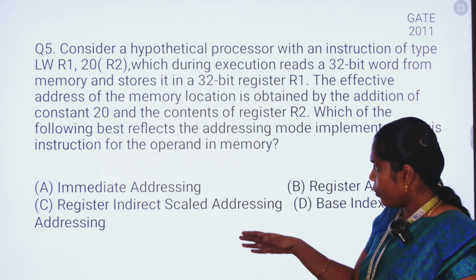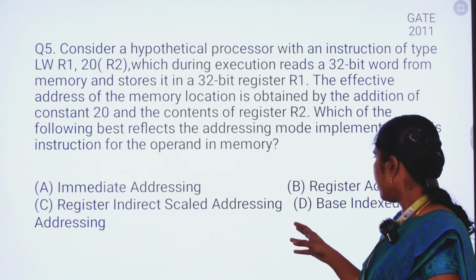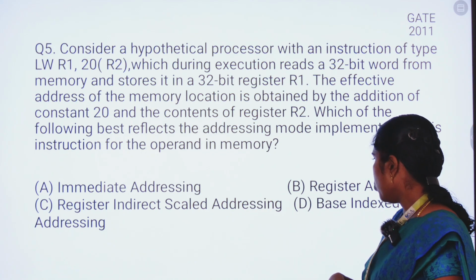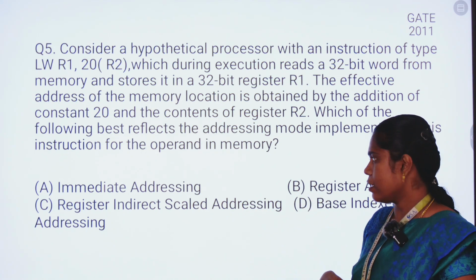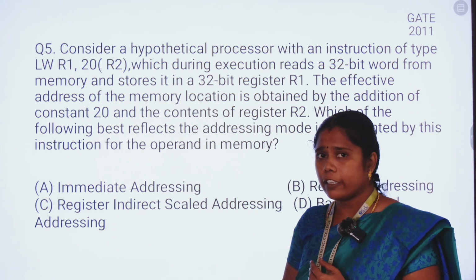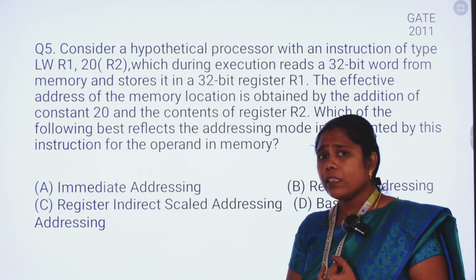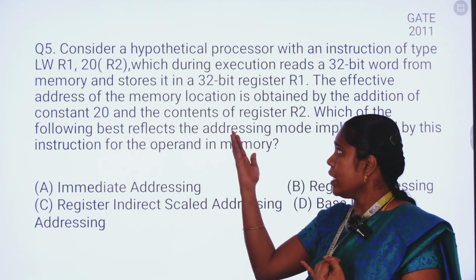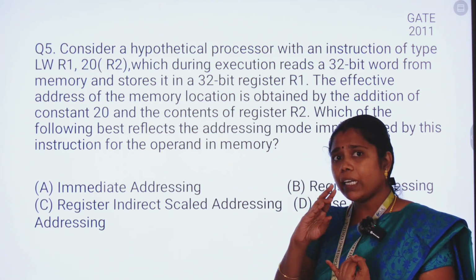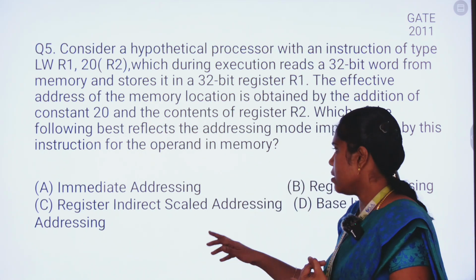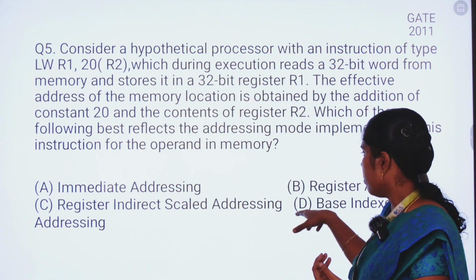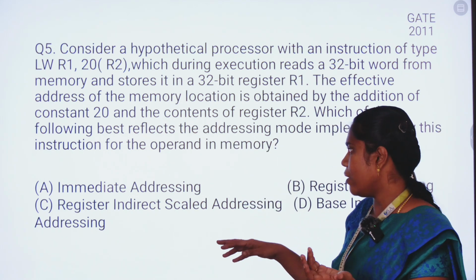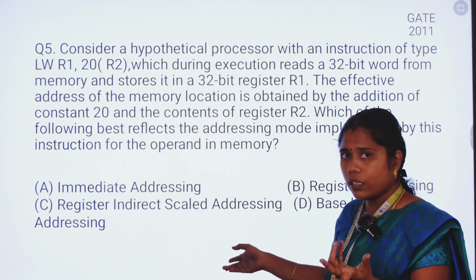The options given are the immediate addressing mode, register addressing mode, register indirect scaled addressing mode, and the base indexed addressing mode. First consider immediate addressing mode. Immediate means the operand value is given in the instruction itself. Here it is not given in the instruction. You have to add the value 20 to the content in the register. So this is not a correct option. B, register: the value is not stored in the register. You have to add an offset value. Register indirect scaled also will not suit.